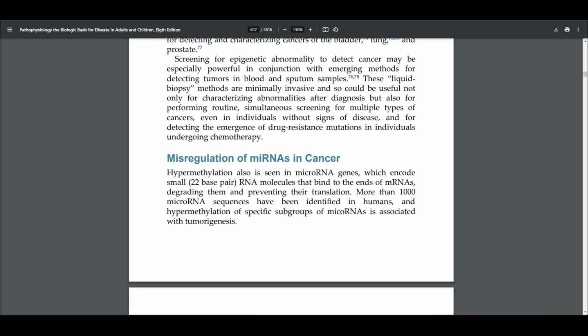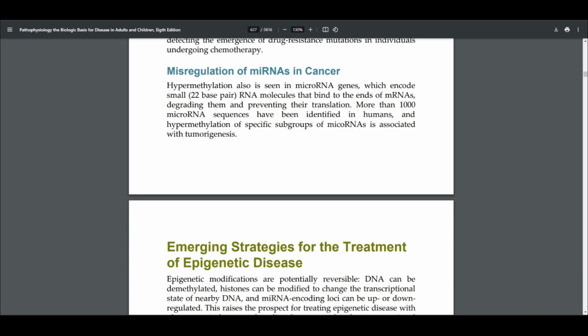Screening for epigenetic abnormality to detect cancer may be especially powerful in conjunction with emerging methods for detecting tumors in blood and sputum samples. These liquid biopsy methods are minimally invasive and so could be useful not only for characterizing abnormalities after diagnosis, but also for performing routine, simultaneous screening for multiple types of cancers, even in individuals without signs of disease, and for detecting the emergence of drug resistance mutations in individuals undergoing chemotherapy.